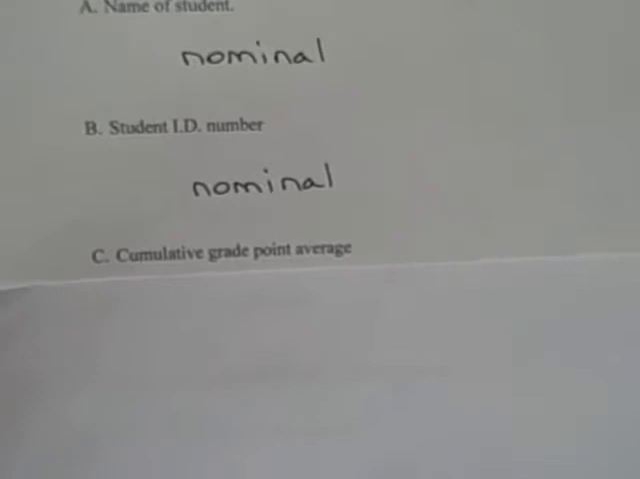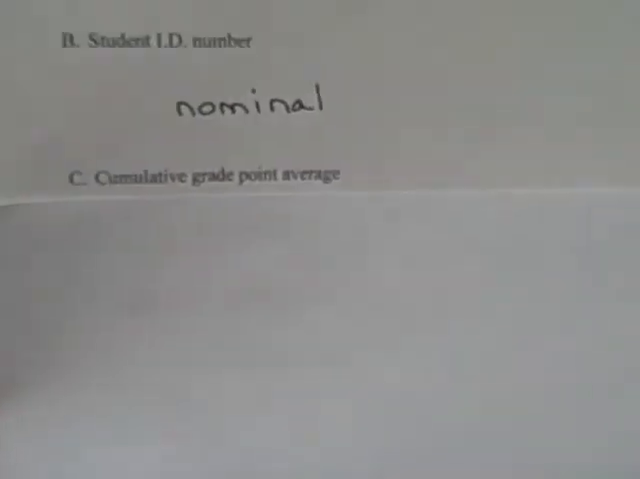Cumulative grade point average. Okay, cumulative grade point average. This has a true zero. If your GPA is a 0, you have flunked everything. This is a true 0. It is ratio level. Okay, it's definitely a ratio level.